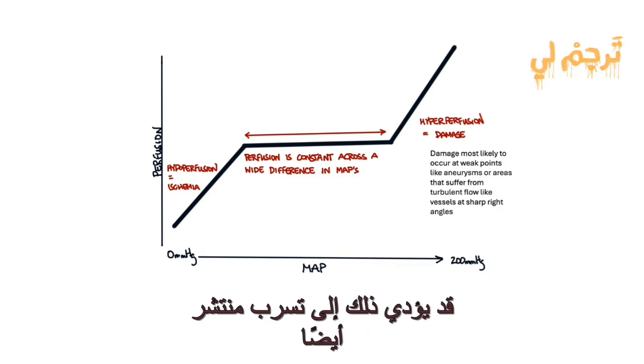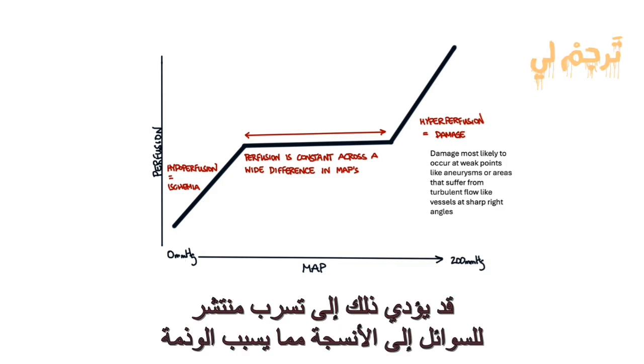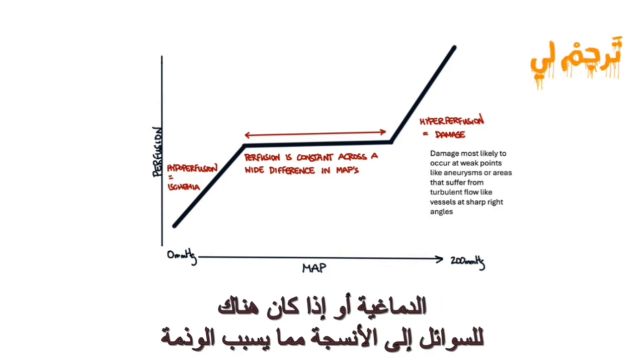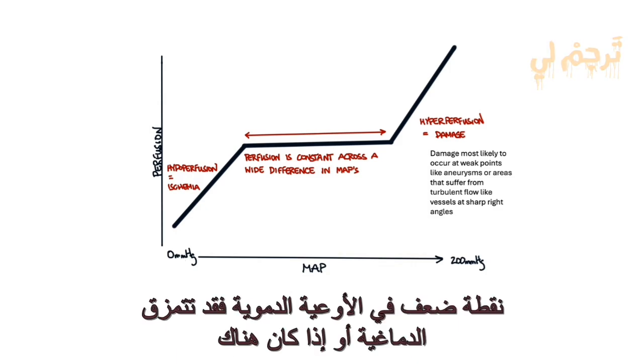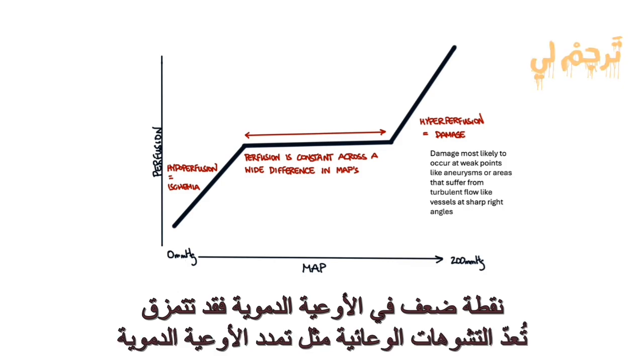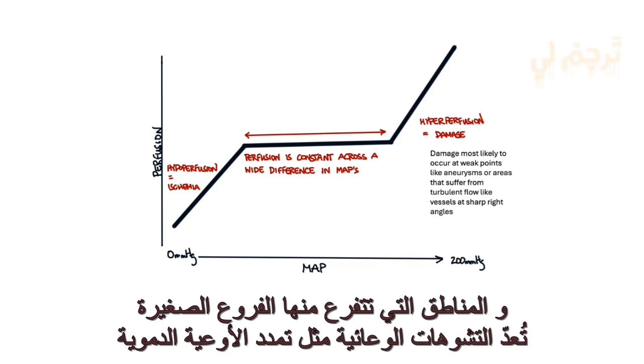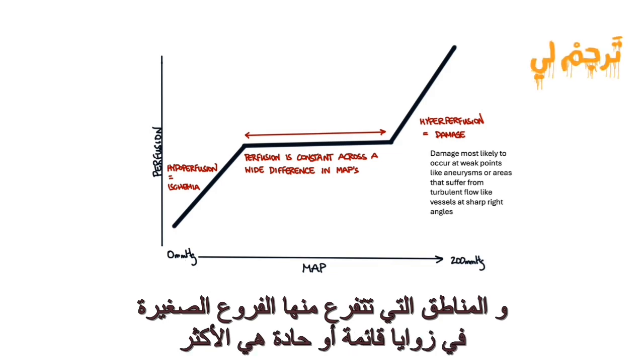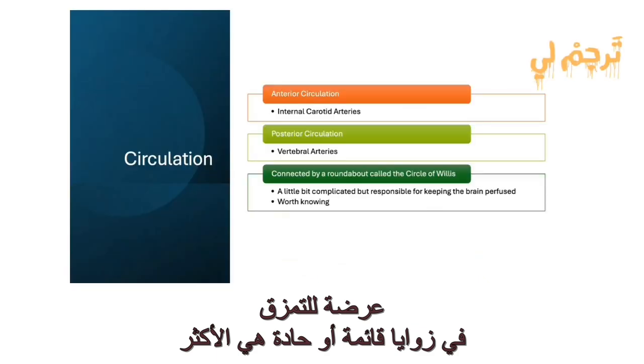It may result in diffuse leakage of fluid into the tissues, causing edema, cerebral edema that is, or if there is a weak spot in the vasculature, it may rupture. Vascular abnormalities like aneurysms and areas where small branches take off at sharp right angles are the most vulnerable to rupture.